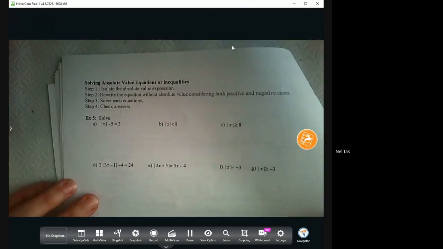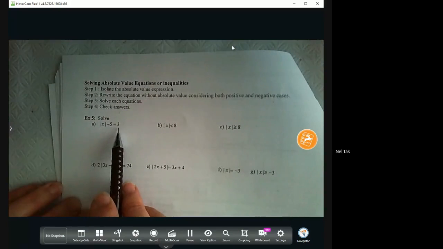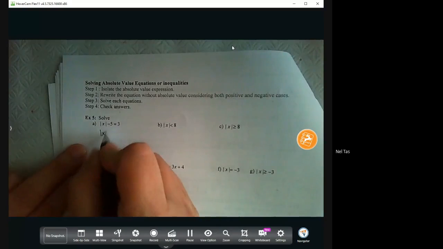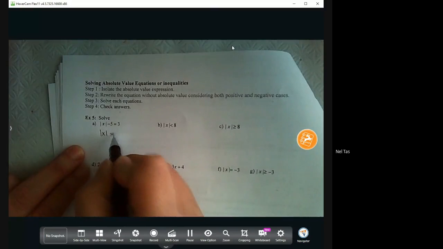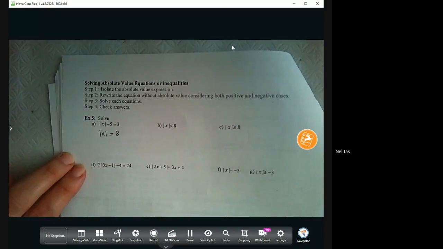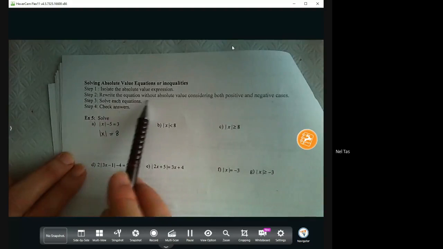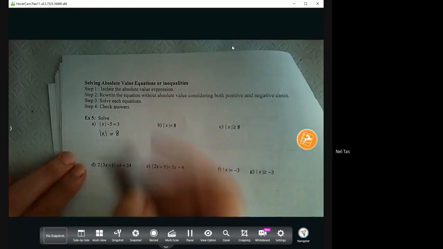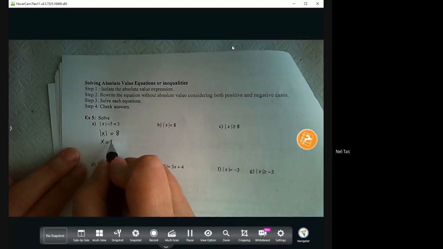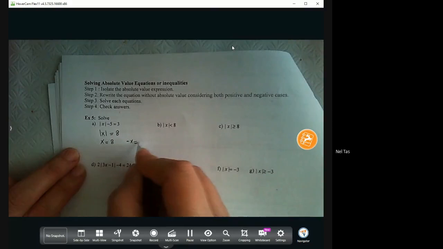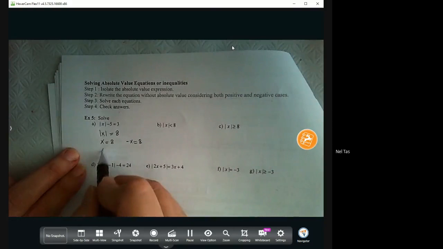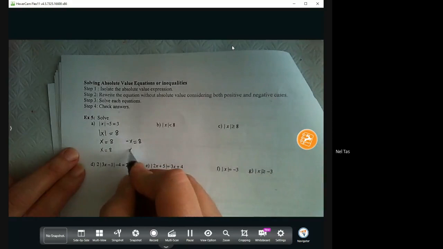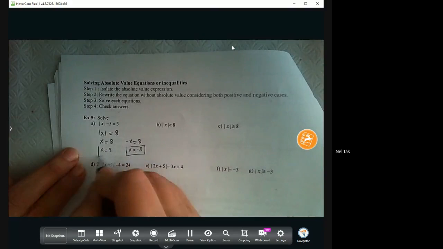So we start with something simple. Absolute value of x minus 5 equals 3. So first, isolate the absolute value expression. So we move negative 5 to the right. So 3 plus 5 gives you 8. Step 2, rewrite the equation without absolute value, considering both positive and negative cases. So then either x is positive 8 or negative x is positive 8. Okay, then you get x equals 8 already here, and then if you isolate x from here, you get negative 8. So you have two solutions.